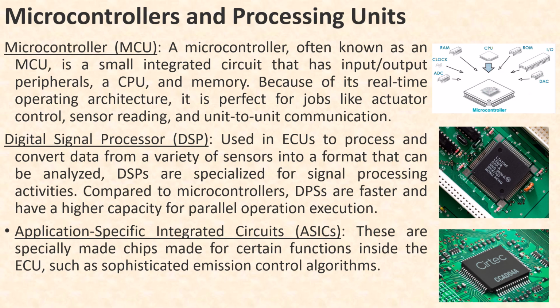Next comes the digital signal processor. Now, a digital signal processor is used in ECUs to process and convert data from a variety of sensors into a format that can be analyzed. Okay, so the raw data can come in any format. So that format should be converted into a format that can be analyzed. And digital signal processors are specialized for signal processing activities. The purpose of the digital signal processor is to convert from one format to a readable format.